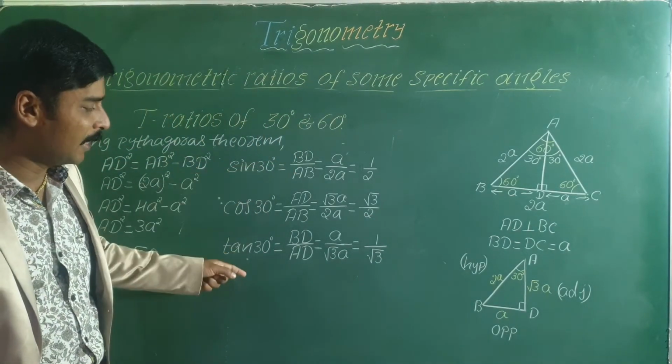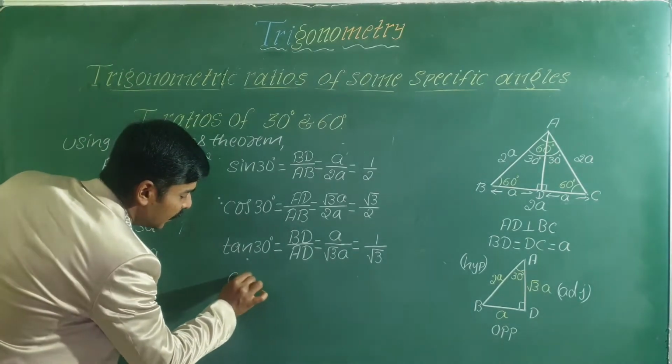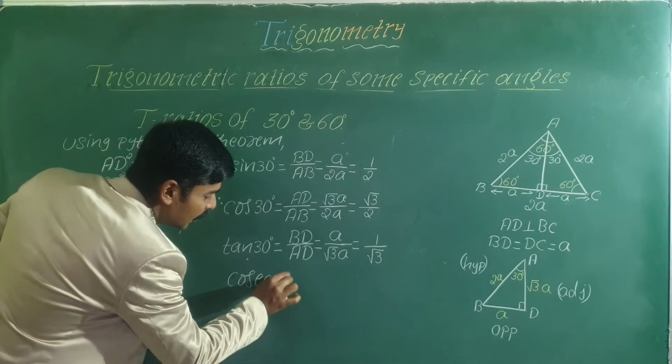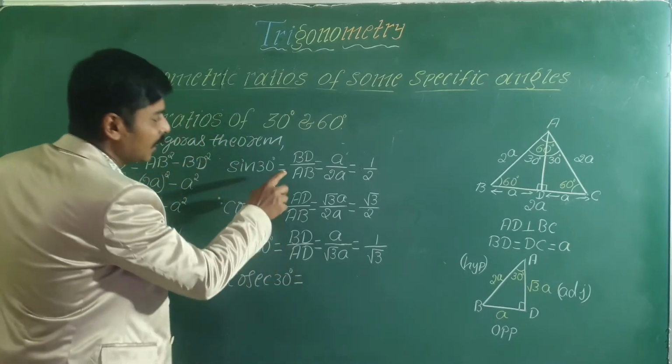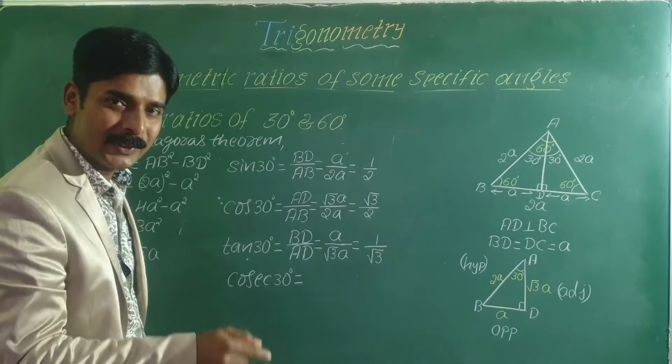Once we know these three, the remaining three we can write. Cosecant 30 is the reciprocal of sine 30. Sine 30 is 1 by 2. What is the reciprocal of 1 by 2? It is 2.